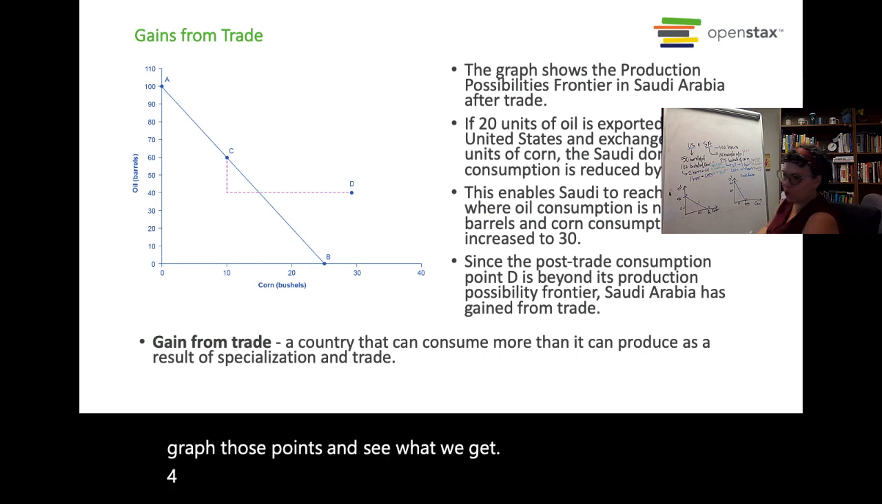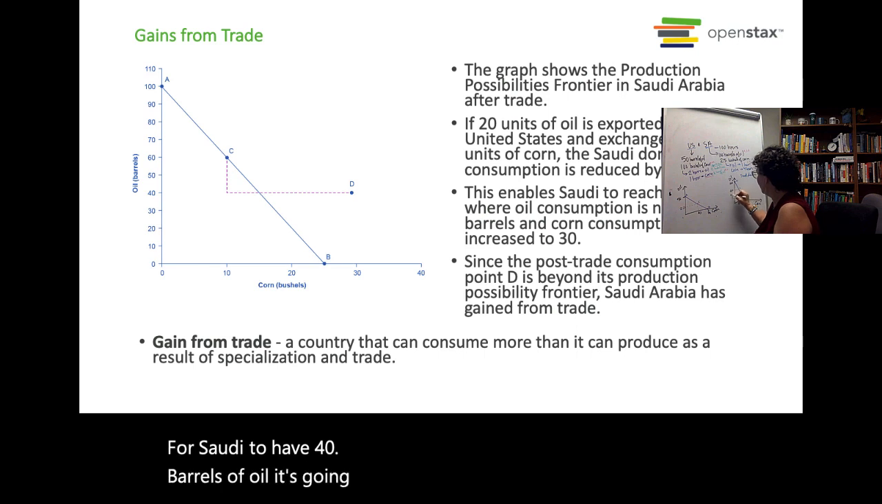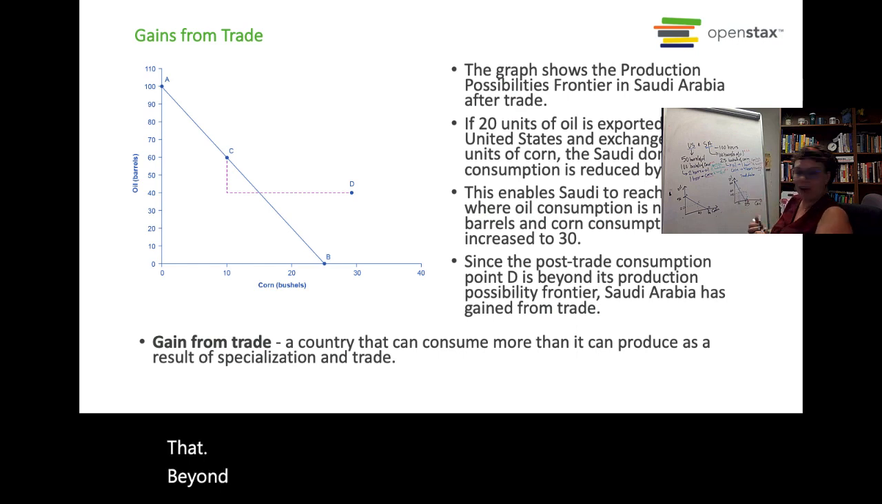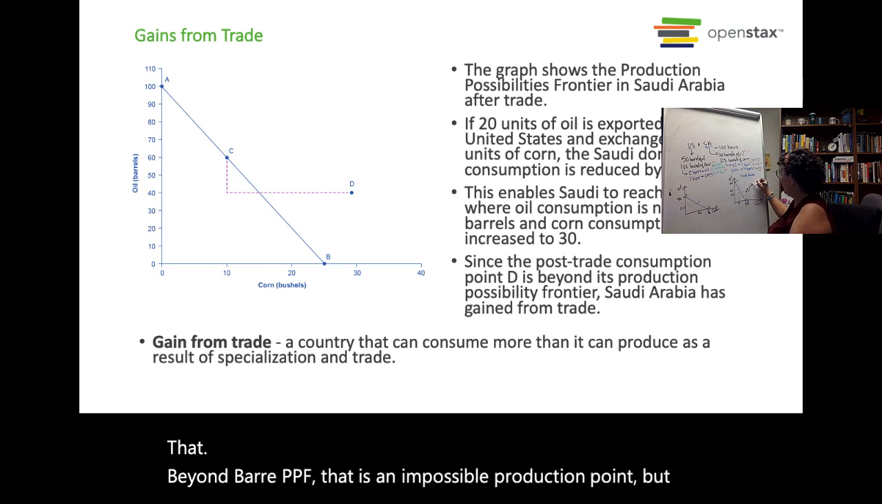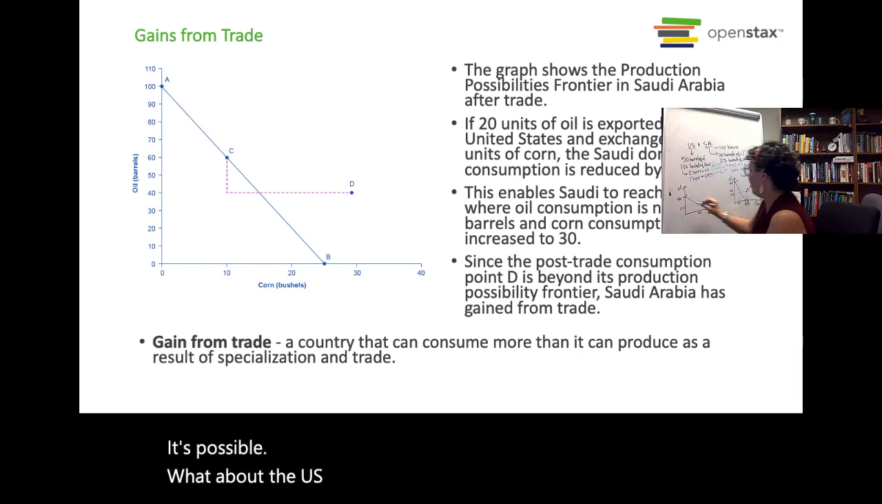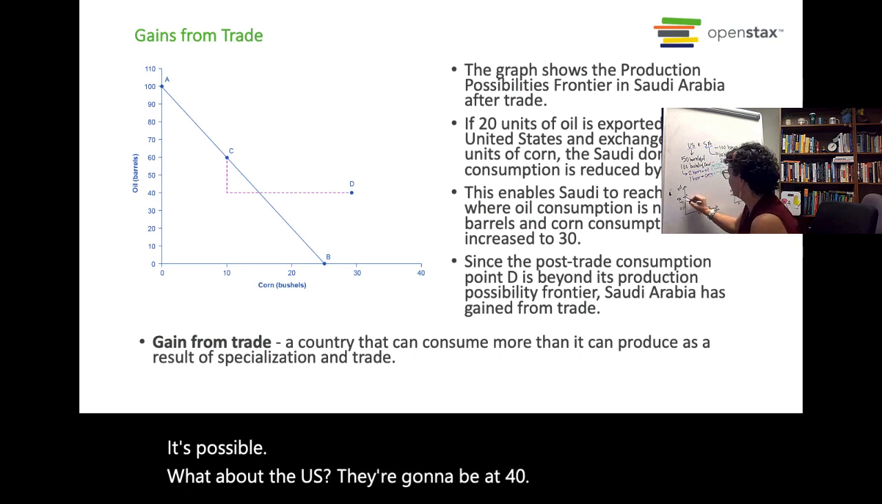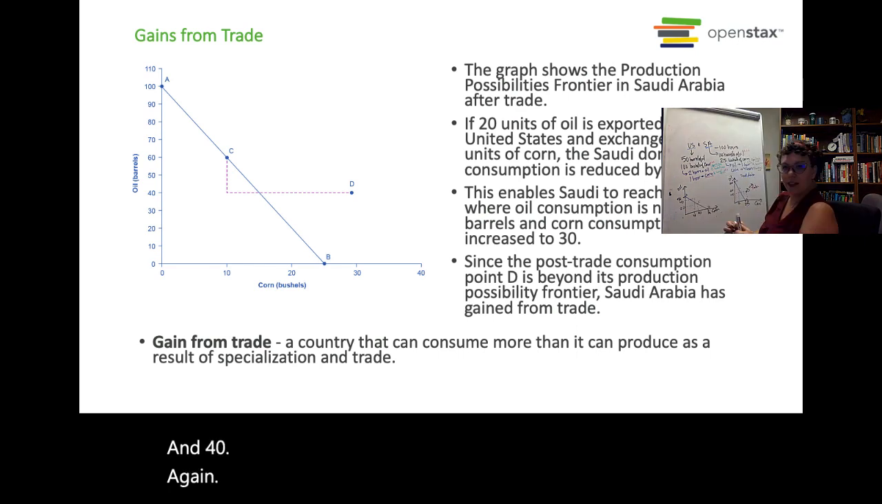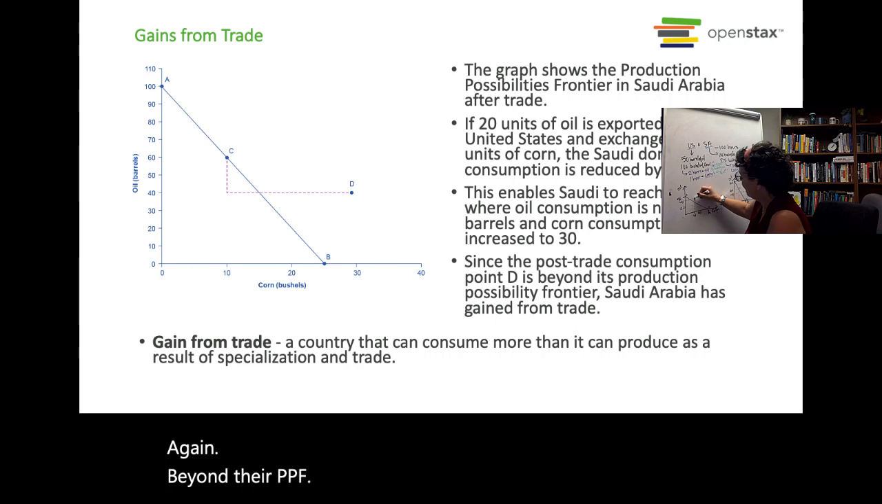For Saudi to have 40 barrels of oil, it's going to be about here, and 30 bushels of corn, that's going to be about here. That's beyond their PPF. That is an impossible production point, but with trade, it's possible. What about the U.S.? They're going to be at 40 and 40, again, beyond their PPF, but possible with trade.